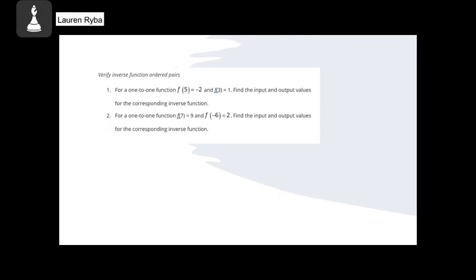For a one-to-one function, we have f of 5 equals -2 and f of 3 equals 1. Find the input and output values of the corresponding inverse function. So what we said was the inverse function is going to flip-flop the x and the y. So the inverse of -2 is going to give me 5. And then if I flip-flop these, the inverse of 1 is going to give me 3.